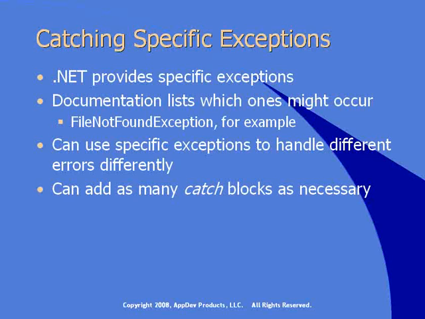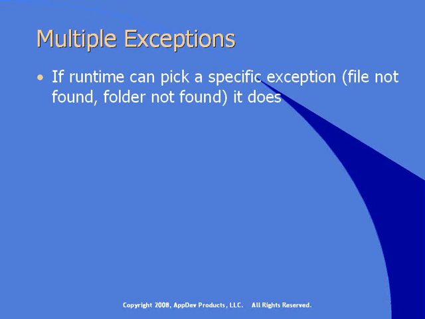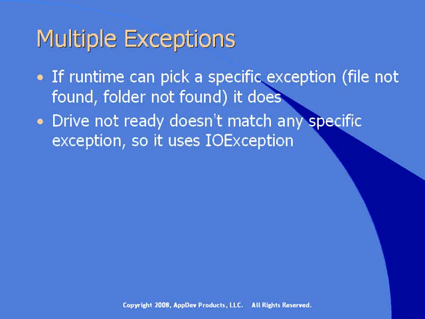Now, when an exception occurs, if the runtime can pick a specific exception, like file not found, folder not found, and so on, it does. That is, if the method you're calling raises a specific exception, that's the kind of exception you'll get in your code. On the other hand, there is no exception for drive not ready. That's not built into the framework. So that one, when it occurs, raises a generic, or more generalized, IO exception. Now, IO exception can occur in a number of different ways. In the .NET runtime, we're going to trap it to mean the drive wasn't ready.